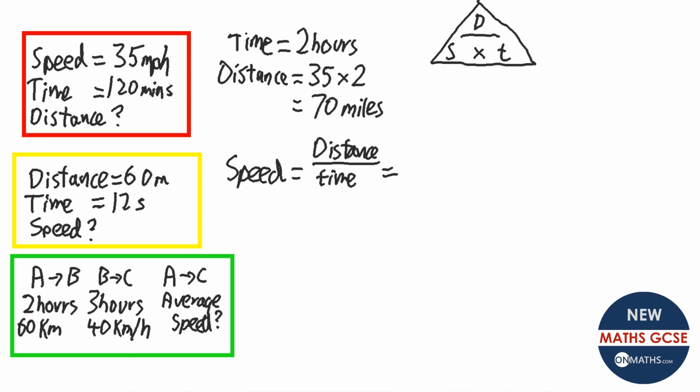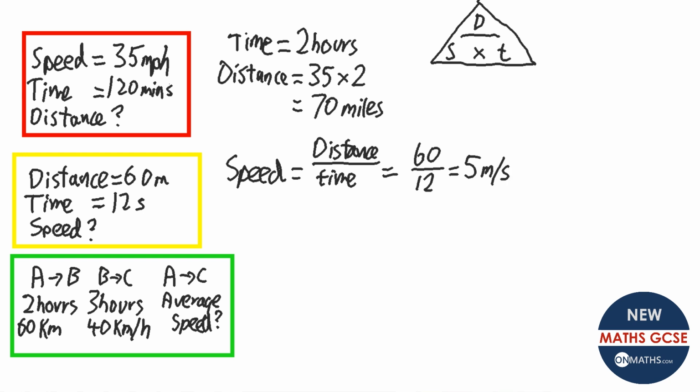So distance is 60 meters and time is 12 seconds. So how many 12s are there in 60? There are 5. And the units will be meters per second.